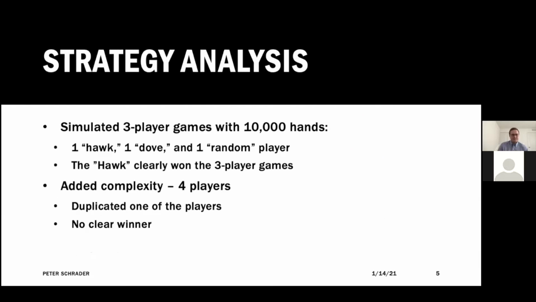I started with some fixed strategy analysis to set a baseline. I simulated 3-player games with 10,000 hands each. For the 3 players, I had one hawk, which was an aggressive player that would bet on a bad hand. I had a dove, a conservative player who would not bet unless they had a good hand, and one random player that just made random moves no matter what cards they had. In the 3-player games, the hawk clearly was the best strategy and won the majority of the time. However, when I added complexity with a 4th player, there was no clear winner. All strategies converged with no one really standing out.